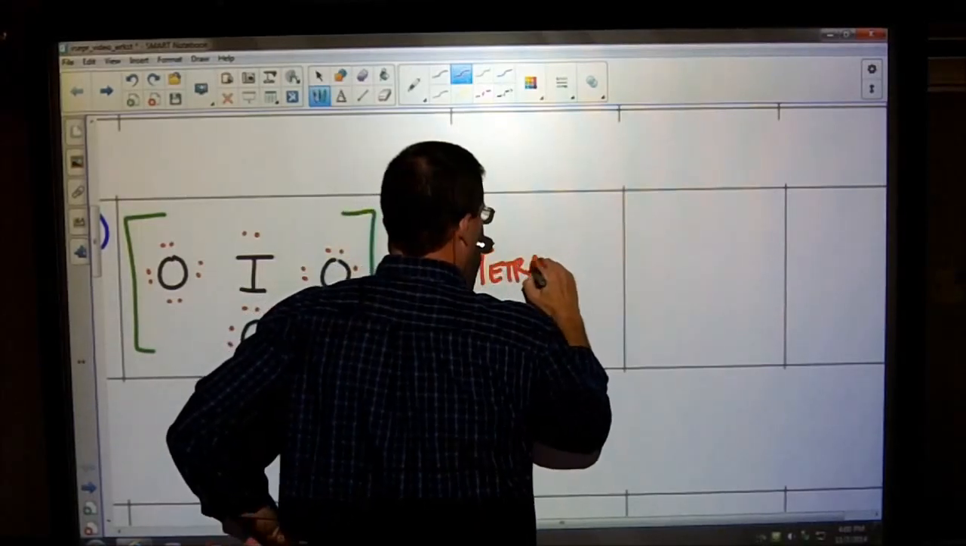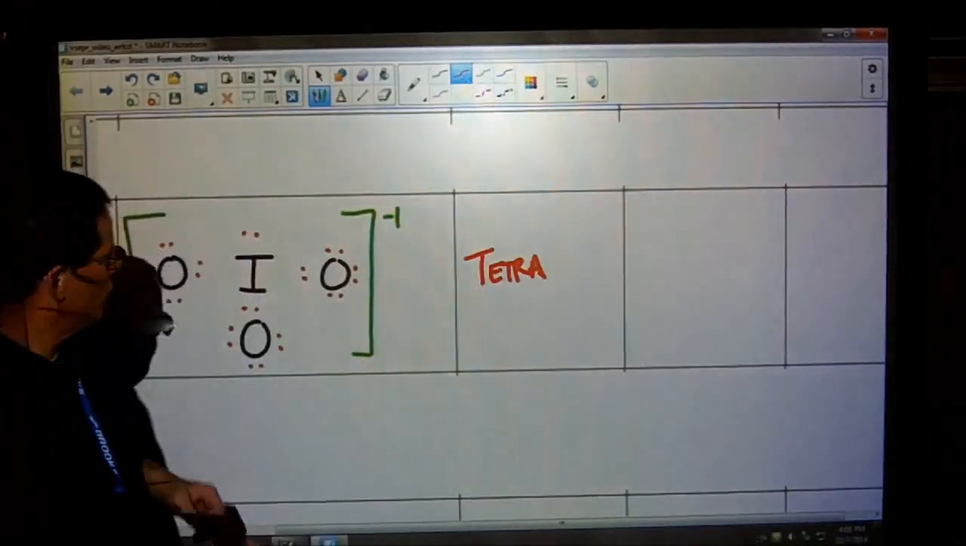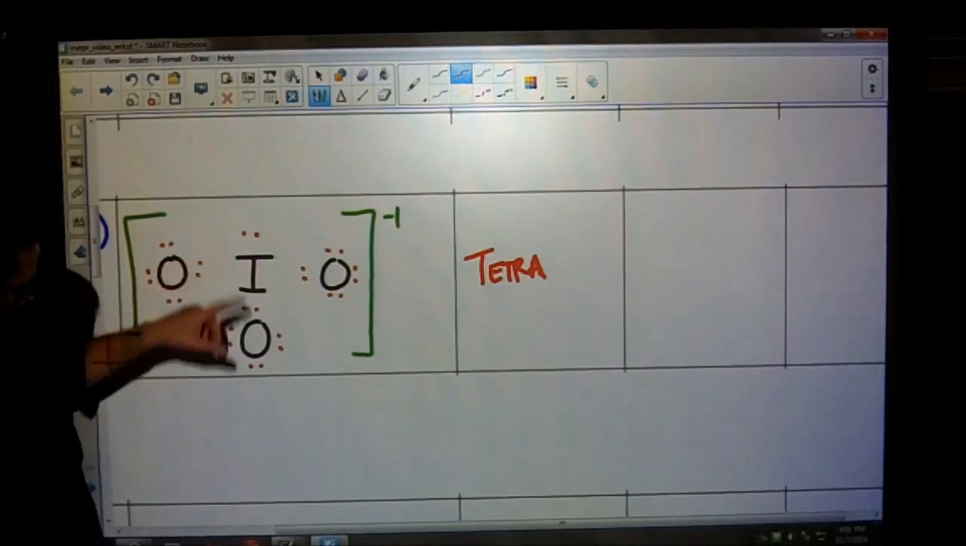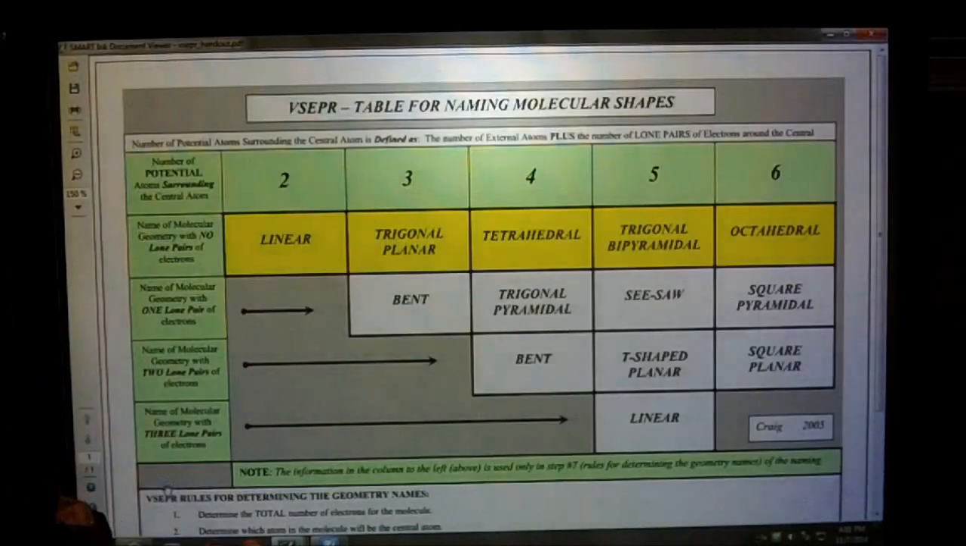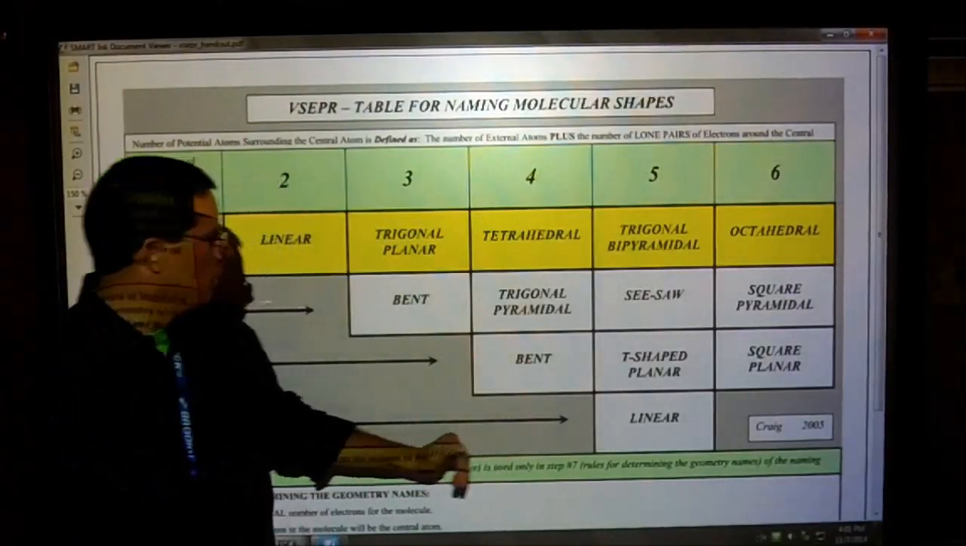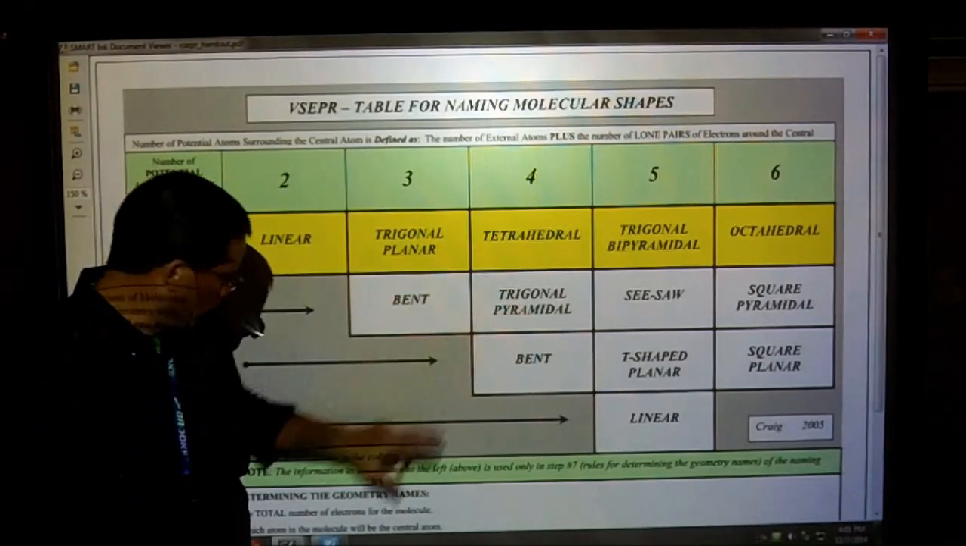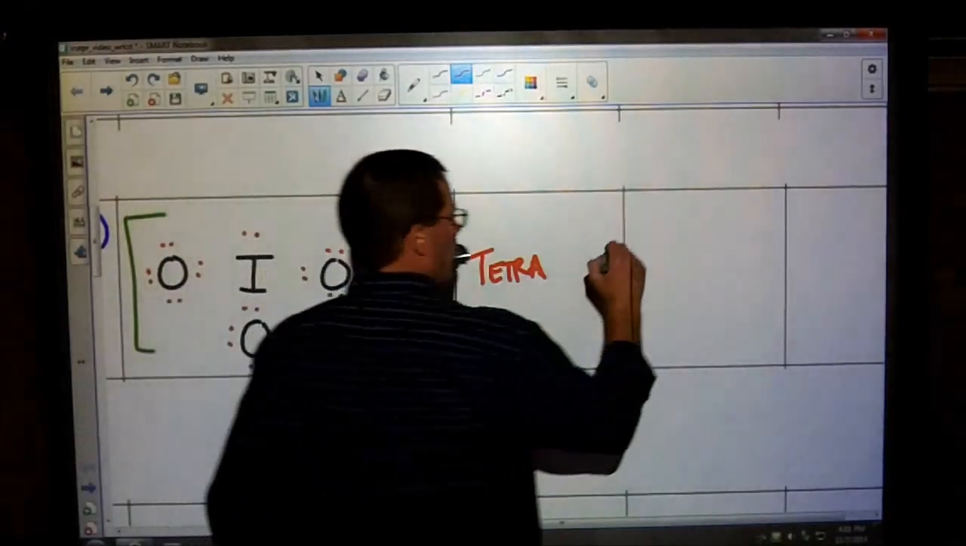This is our basic shape, or our most fundamental shape, that if we had another oxygen on there, then that would form definitely a tetrahedral shape. But we do have 1 lone pair. So when looking at the shape, again, stay in the same column. So we're in the column 4. We have 1 lone pair. So this forms a trigonal pyramidal shape.